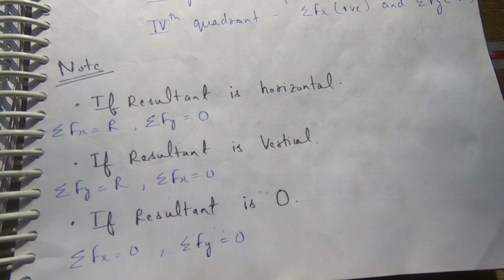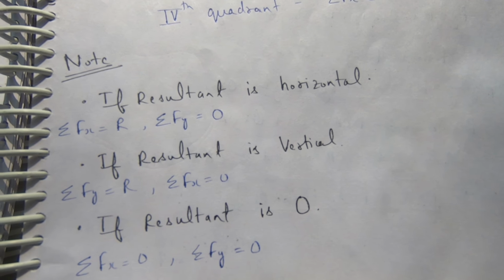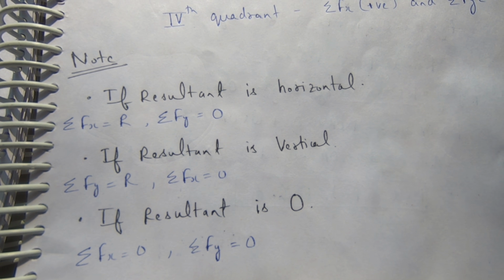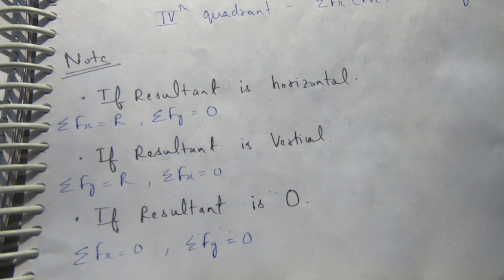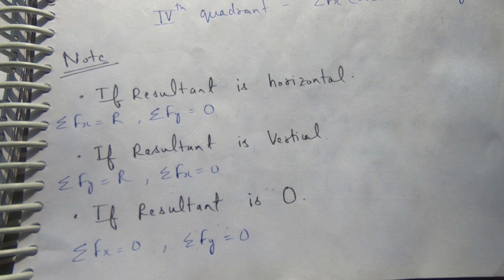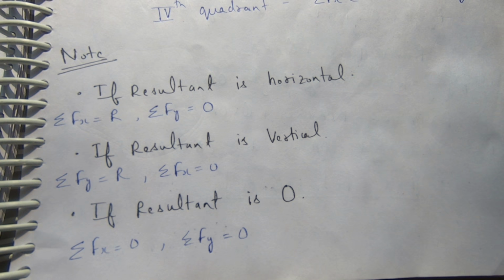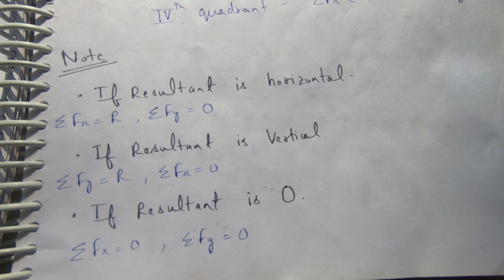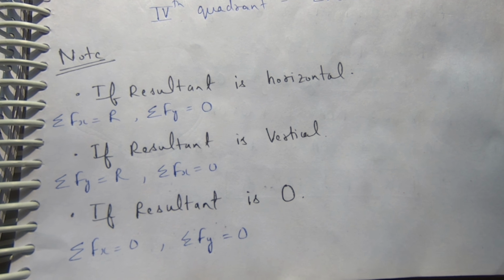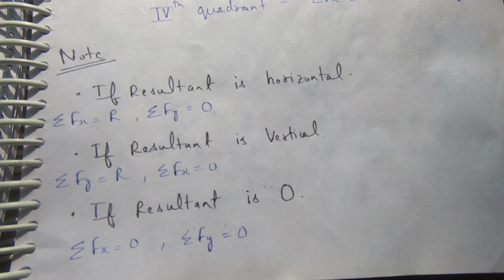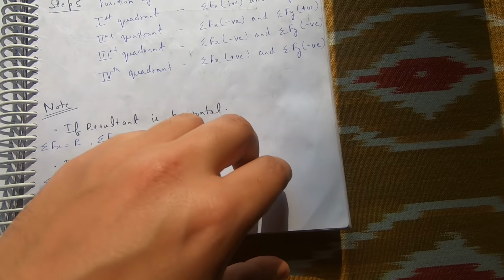Note: if the resultant is horizontal, summation of forces in x is equal to the resultant and summation of forces in y is equal to 0. If the resultant is vertical, summation of forces in y is equal to the resultant and summation of forces in x is equal to 0. If the resultant is 0, summation of forces in x is 0 and summation of forces in y is equal to 0.